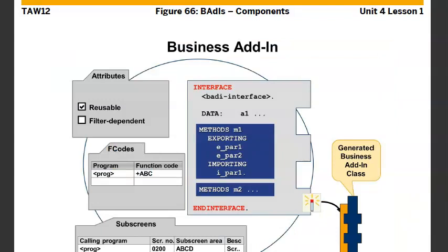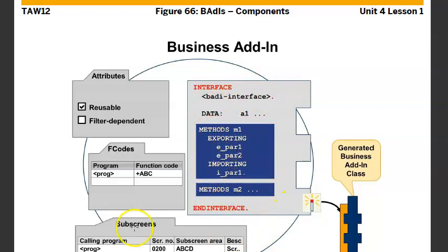Now, what are the business add-in components? Here we have a business add-in interface, which we are going to see. How to find the business add-in is also something we'll see. This yellow one that you can see here is the business add-in definition given by default by SAP, and this blue one is the business add-in implementation. A business add-in class will be generated by default. There will be a default class generated for the business add-in, and that class will have an interface. In this interface we are going to have the business add-ins.